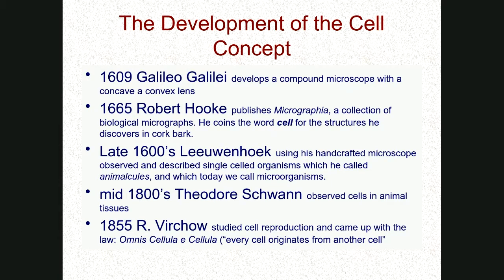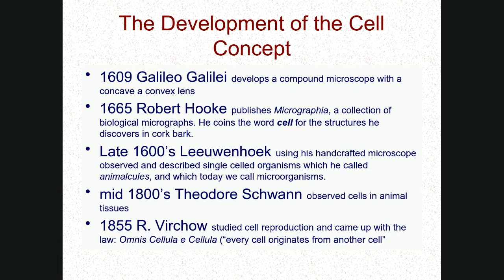1600s, using a hand-crafted microscope, Leeuwenhoek observed and described single-celled organisms, which he called animalcules. And today we call them microorganisms. It's an organism that we can look at under a microscope. It's a microorganism.